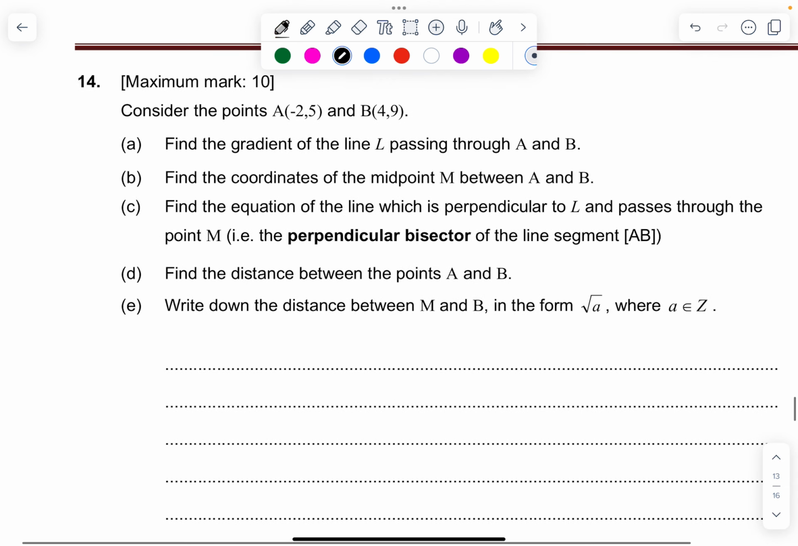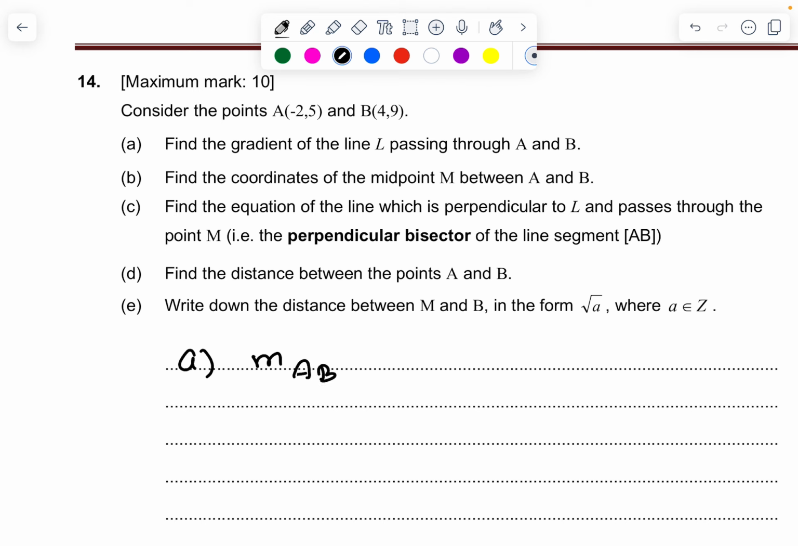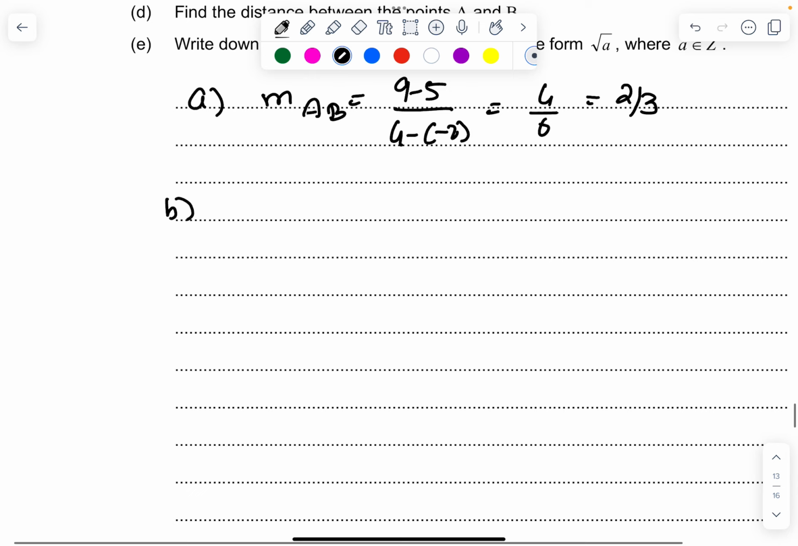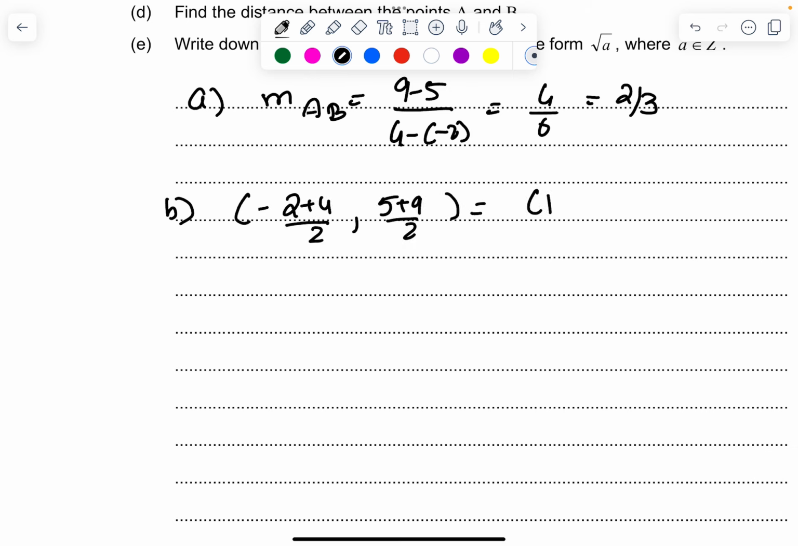Question number 14. Consider the points A (minus 2, 5) and B (4, 9). Find the gradient of the line passing through A, B. So part A, the gradient of AB is (y2 minus y1) over (x2 minus x1), which is 4 upon 6, which is 2 upon 3. Find the coordinates of the midpoint: (x1 plus x2) by 2, (y1 plus y2) by 2, which is going to be (1, 7).